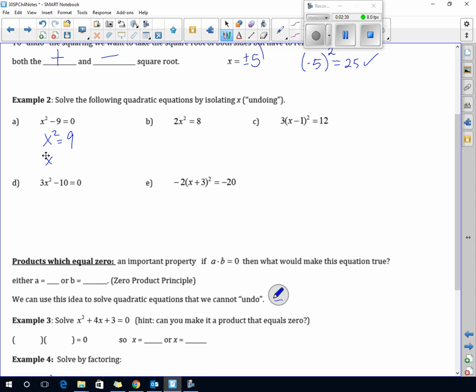Okay, what would we do here? Divide by 2 to both sides. You don't need to show that step. Just go. X squared equals 4. What does x equal? Plus or minus 2.